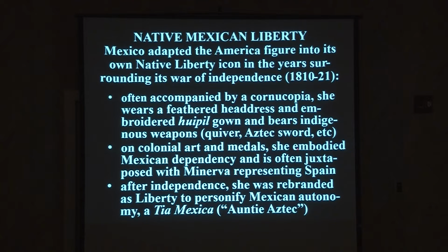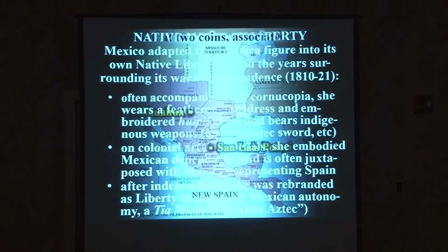On colonial art and medals, she embodied Mexican dependency, that is subordination to Spain, and is often juxtaposed with Minerva representing Spain. After independence, the same figure was rebranded as Liberty to personify Mexican autonomy, a sort of pro-Mexica or anti-Aztec theme, kind of along the lines of our Uncle Sam, a theme I'll hit again shortly.